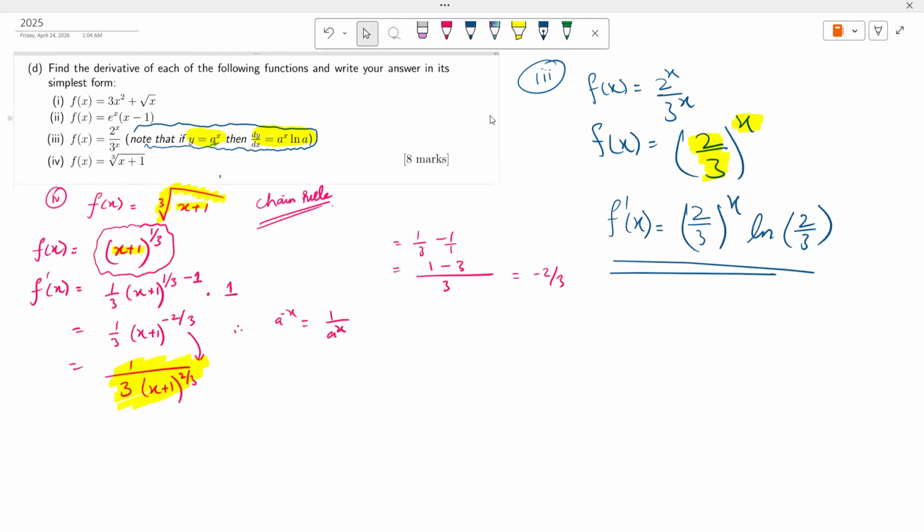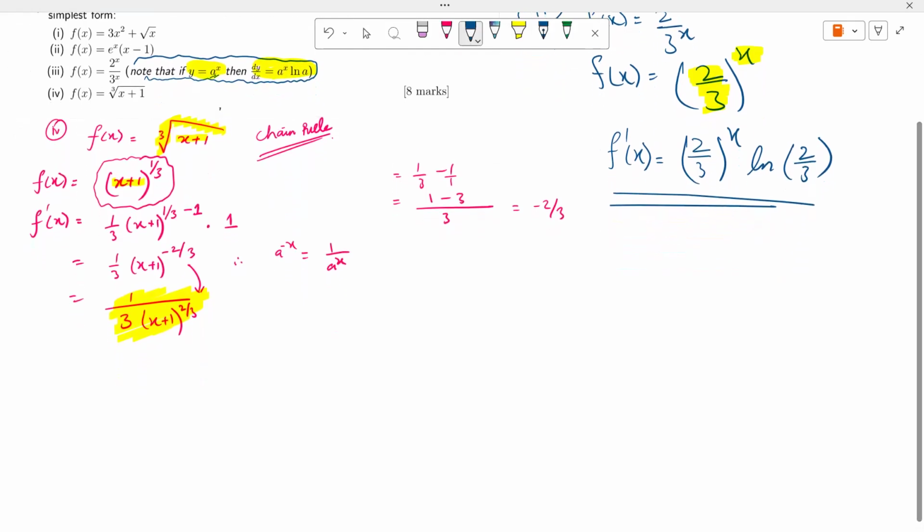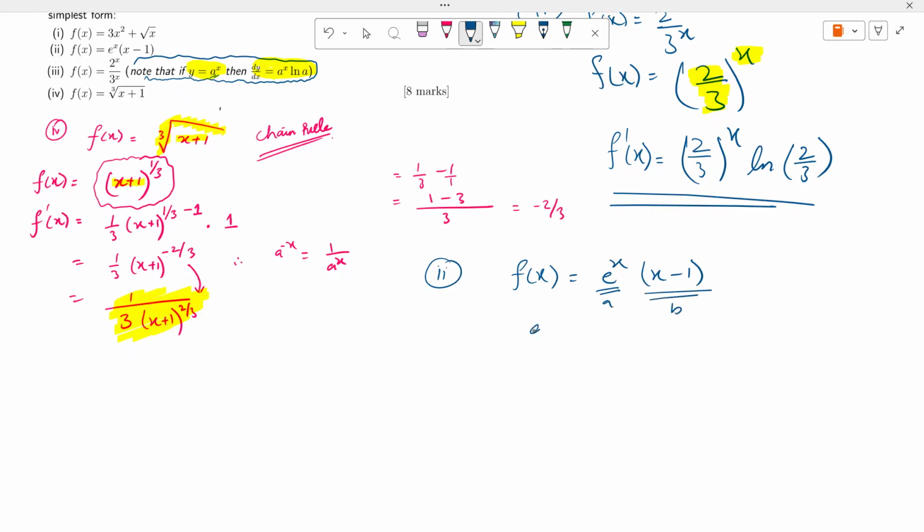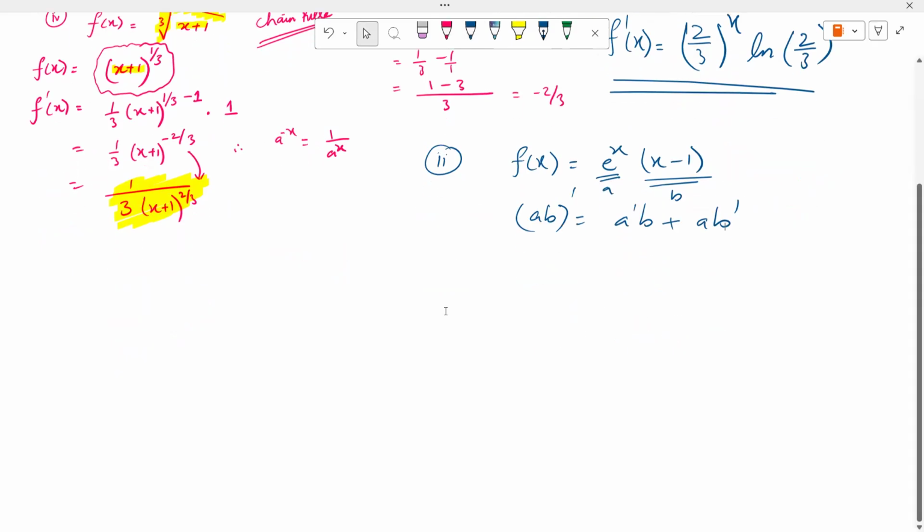Now let's do the second part. f of x equals e to the raised power x into x minus 1. Here you see two functions getting multiplied with each other, so you will apply the product rule. Let's say this is your a and this is your b. The product rule is derivative of a as it is b plus a as it is, derivative of b.